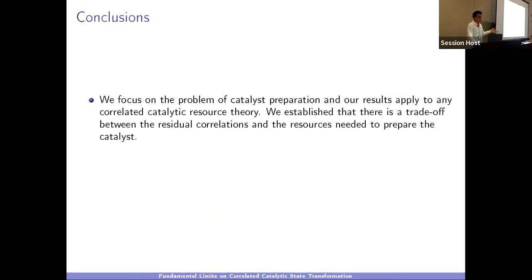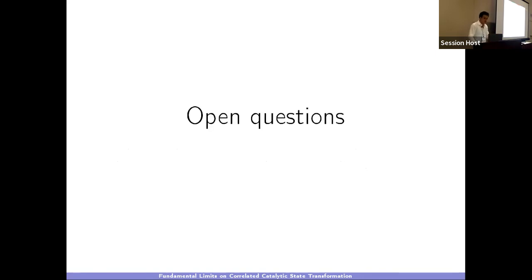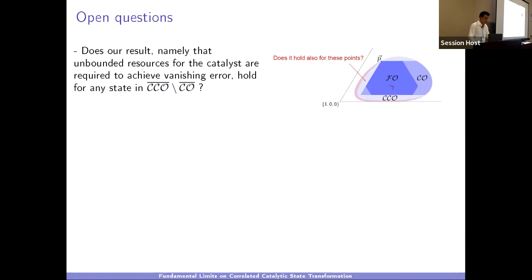So the conclusion is we focus on the catalyst preparation, and our results apply to any catalytic resource theory. And we show that there is a trade-off between the residual correlation and the resource needed to prepare the catalyst, and we establish that our lower bound is optimal. And we extend the already existing lower bound on embedding transformation to any resource theories.